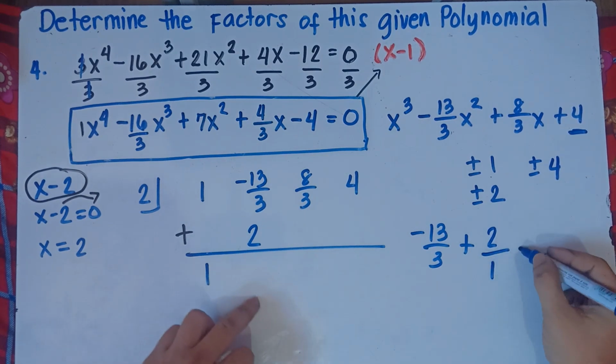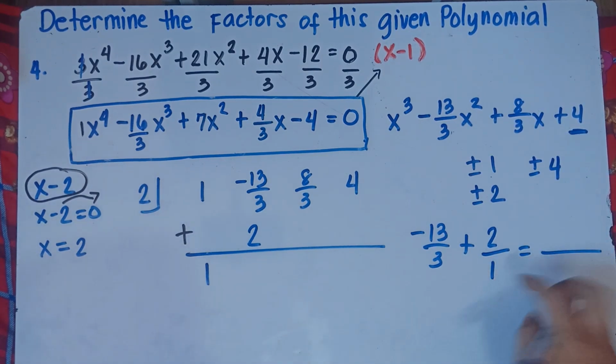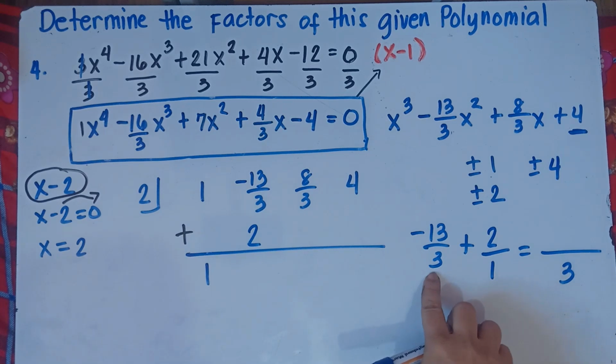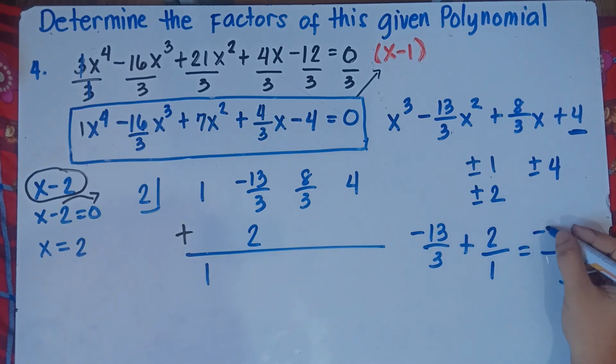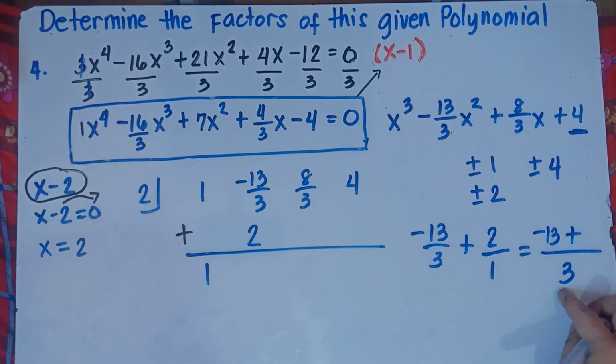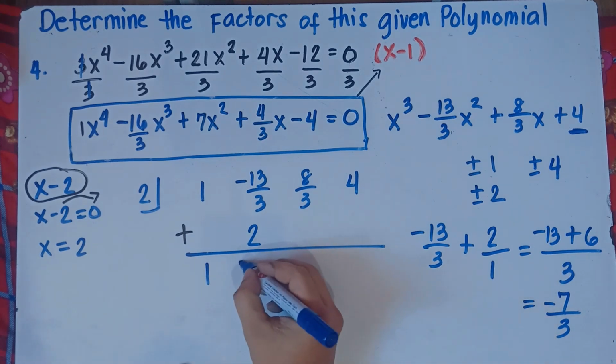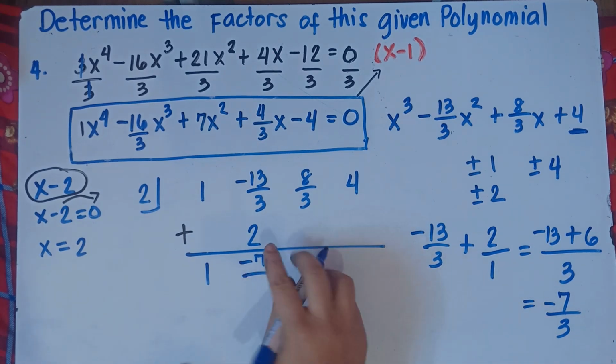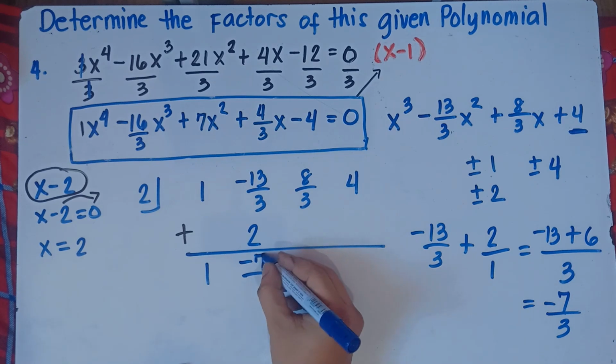Understood that there's a 1 here. So the LCD of 3 and 1 is 3. 3 divided by 3 is 1 times negative 13, that's negative 13, plus 3 divided by 1 is 3 times 2 is 6. So negative 13 plus 6, if the signs are not the same, you subtract. 13 minus 6 is 7. Since 13 is greater than 6, we have negative 7 over 3.